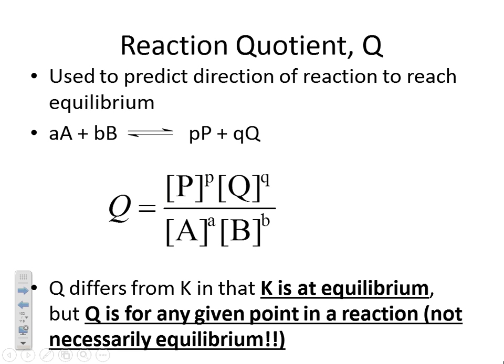Q, although it is written the exact same way and calculated the exact same way, is for any possible point in a reaction. It could be for the initial point in a reaction. It could be for sort of past equilibrium, if you push the system beyond equilibrium and you've got, let's say, too many reactants or too many products. So at any given point, the reaction is not necessarily at equilibrium. Although we calculate it the same way, that is the distinction.